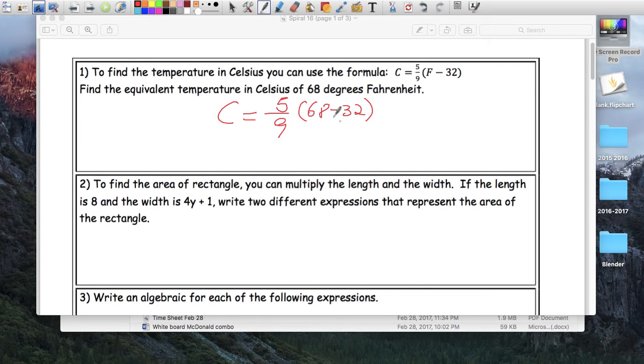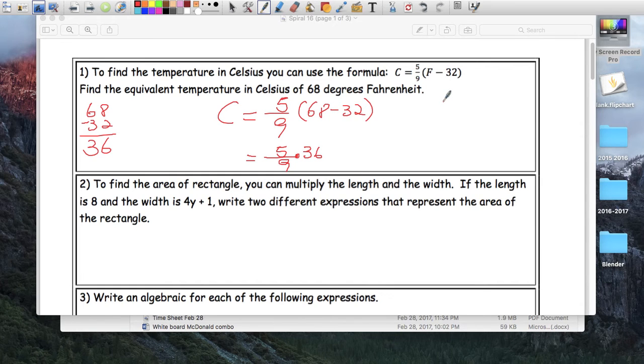So let's just follow order of operations. 5/9 is going to stay. I'm going to take care of inside the parentheses, and let's just do this on the side. 68 minus 32, 36. Okay, I'm going to remove the parentheses because I don't need it. Just for you to know, you make a little dot there so you know that 5/9 is being multiplied by 36. It's a fraction times a whole number.